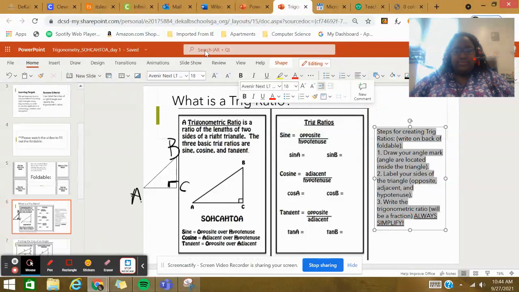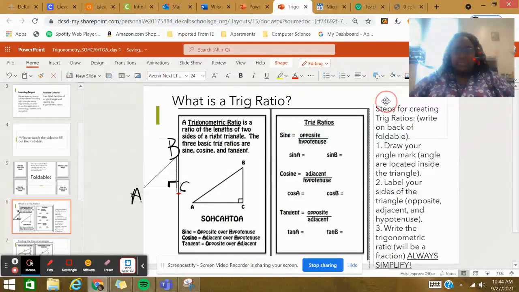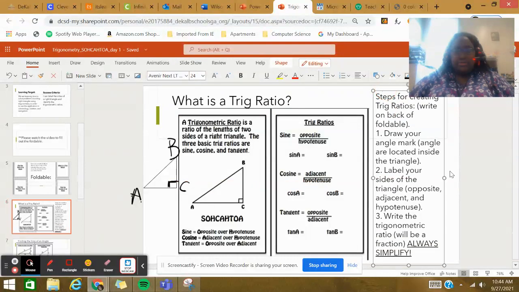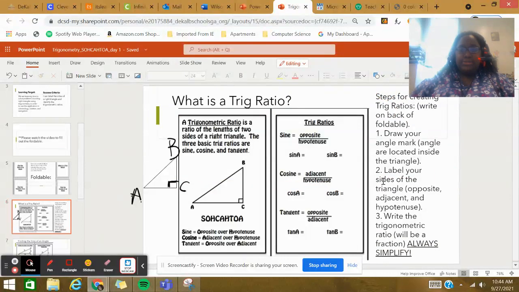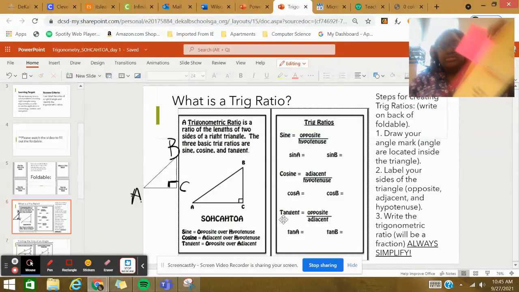Let me see if I can blow this up. All right, so these are the steps. So again, copy these steps. It's only three on the back of your foldable. Steps for creating trig ratios. Make sure you write it on the back. Again, please make sure that you copy this triangle twice. So you should have two triangles within your first flap. And again, I'm gonna show you one more time. On my flap, I did two triangles. So try to fit them in as best you can. I mean, it's not gonna be perfect.